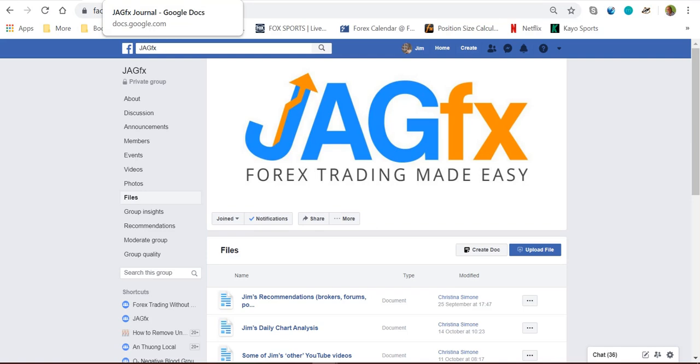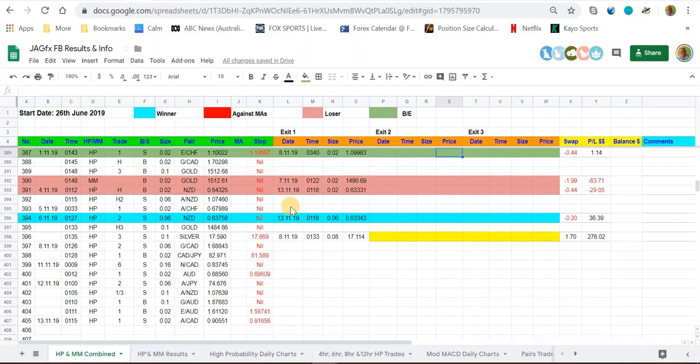Now let's have a look at the spreadsheet while we're here. With my trading that I call in the Facebook group and Telegram group, I keep a shared spreadsheet, which, as you can see, has a few people on it at the moment. It has the results of the HP, which is high probability, and mod MACD combined. We've been trading this method basically since the 26th of June 2019. If you look at the spreadsheet, you'll see we're up to about 405 trades at the moment.